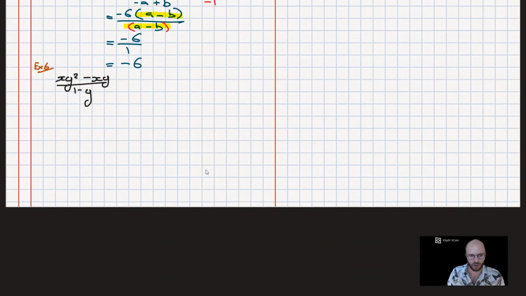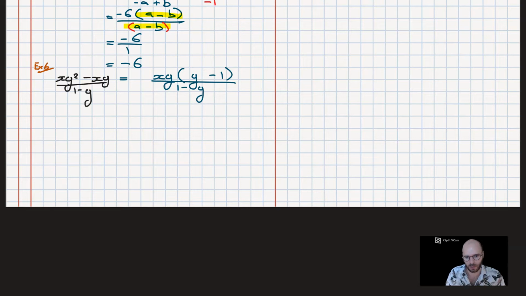Next one, let's look at something a little bit more tricky. xy squared minus xy all over 1 minus x. Let's see if we can simplify this. So firstly, we'll factorize the numerator, and the factors of the numerator are going to be x, y, and then we're going to have left behind y take 1. Then downstairs we've got 1 take y.